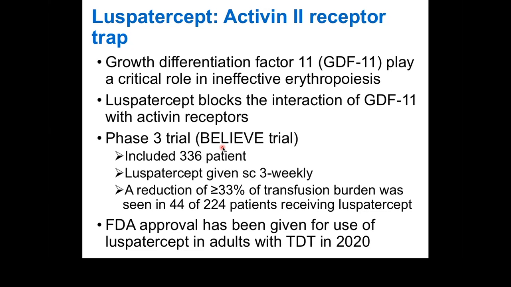They used 336 patients, and in a randomized double-blind placebo-controlled way, they gave luspatercept subcutaneously 3 weekly. What they found was, again, similar to hydroxyurea, not fully effective, only in a subset of patients. So similar to our findings in hydroxyurea, they found it is effective in 44 out of 224 patients who received the drug, and they saw a reduction of transfusion burden by 33%, whereas we saw a reduction in transfusion burden of about 20% by using hydroxyurea.